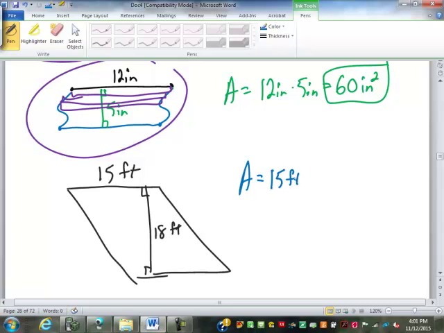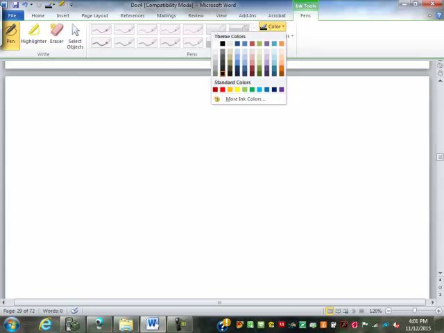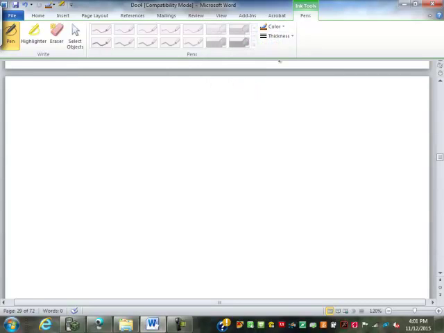So of course that'll be 15 feet times 18 feet, which is 270 square feet. Seeming pretty easy? No. I was waiting for that. No, it's horrible. Don't do any more.